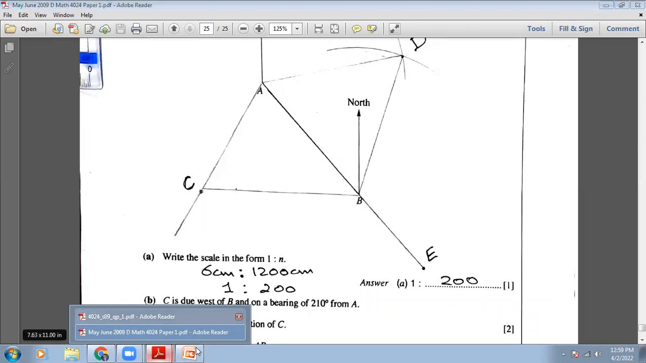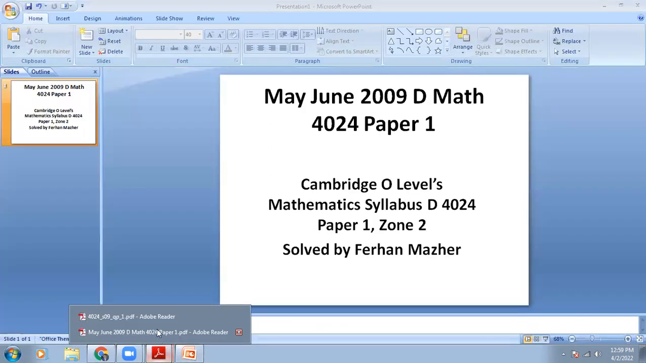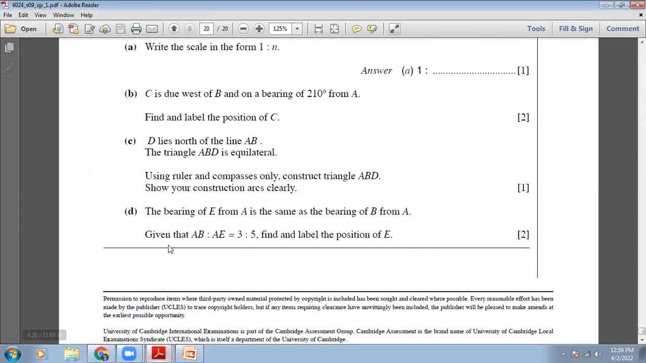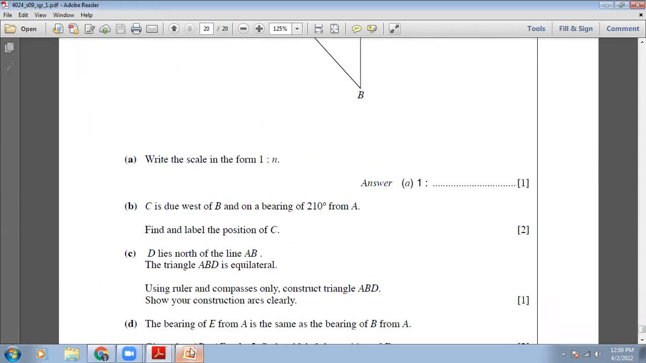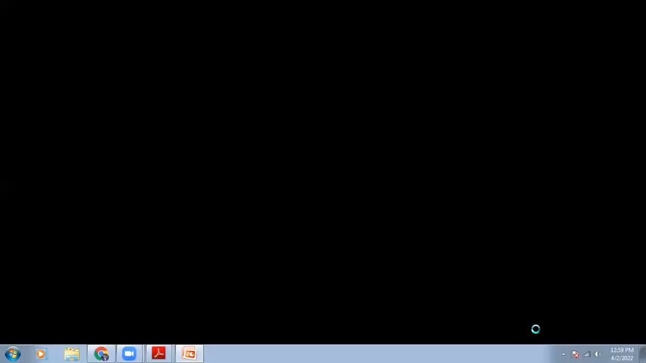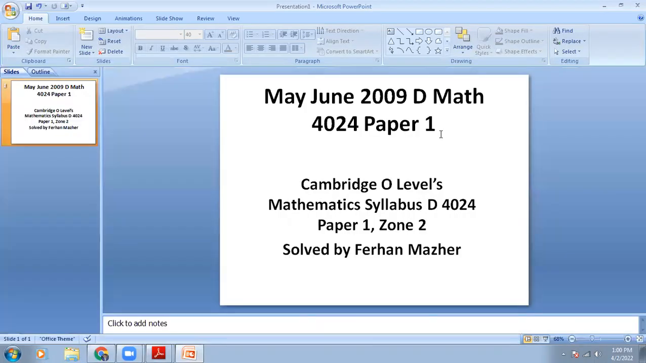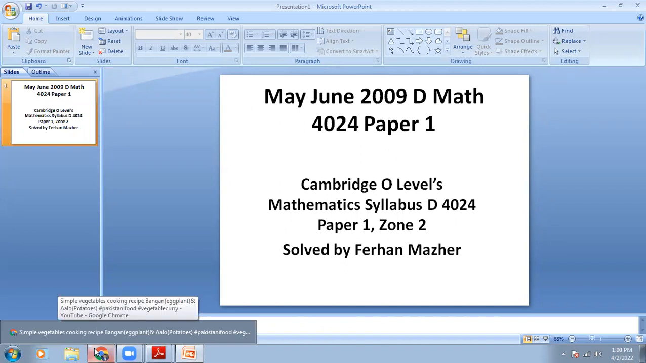So my dear students, we are done with this paper. Yeah. So my dear students, today we have completed May-June 2009 paper 1, and I have tried my best to explain you the concepts of this paper.